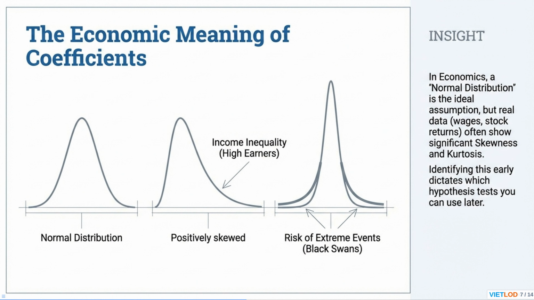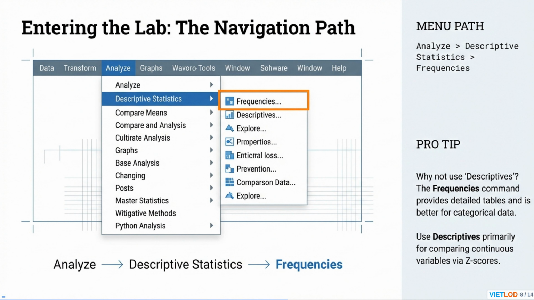This visually represents income inequality, where a small number of high earners pull the average upwards. Beyond skewness, we also analyze kurtosis, which measures the tailedness of a distribution. A distribution with high kurtosis, appearing taller and with fatter tails, indicates a greater likelihood of extreme outlier events. In finance, these are sometimes referred to as black swans. Identifying these characteristics early is crucial, as they dictate which hypothesis tests are appropriate for your analysis. For instance, in stock market returns, high kurtosis signals a non-trivial probability of a very large gain or a significant market crash, information a simple standard deviation wouldn't fully capture.